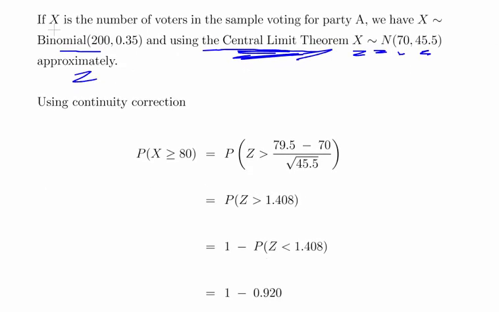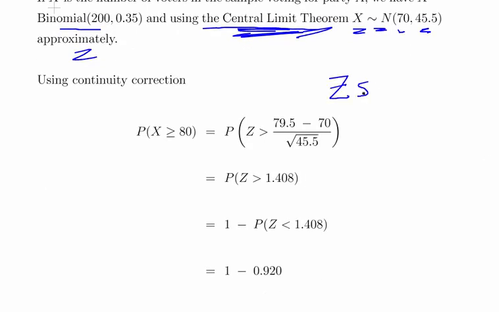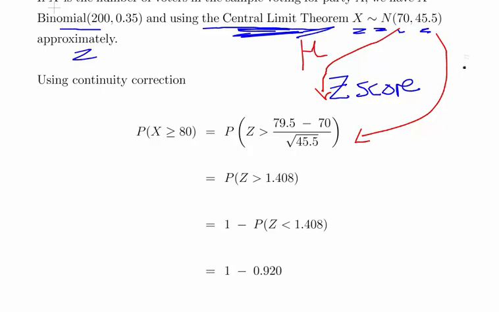So, essentially what we do here is calculate a z-score. Remember, this is variance here. So we bring down 70 there and the square root of 45.5 there. It's a standard z-score formula. This is mu. This is sigma. Well, it's actually sigma squared, so get the square root of that and you have sigma: the square root of 45.5.